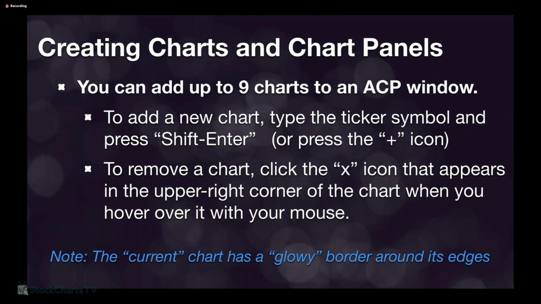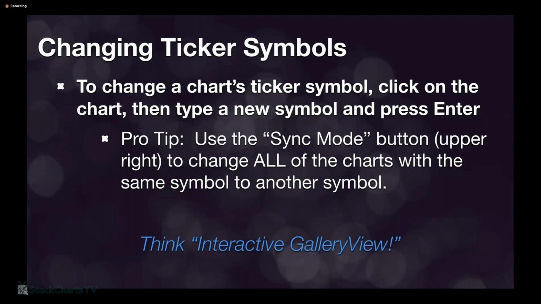Finally, there is the concept of the current chart, the chart that's currently selected when you're working with multiple charts. If the chart is currently selected, then it'll have this little glowy effect on the edges. I'll point that out as well. So as I mentioned, if you've got a chart open with all the different settings that you like, and you want to see a different symbol with those same exact settings, simply type the symbol and press enter. That's going to change the chart's ticker symbol for you.